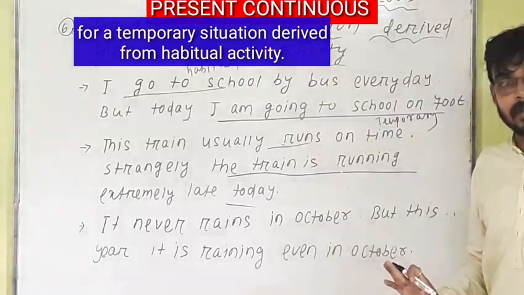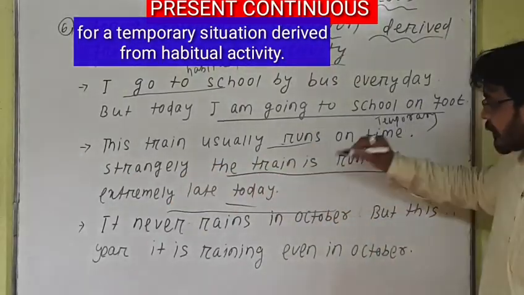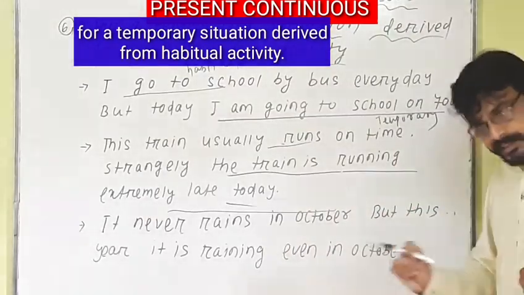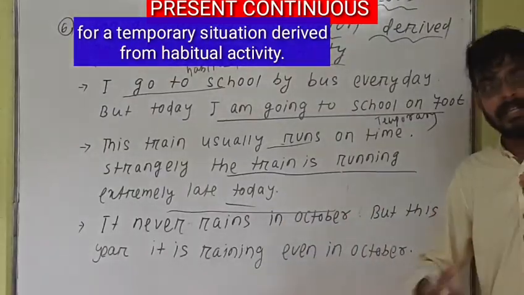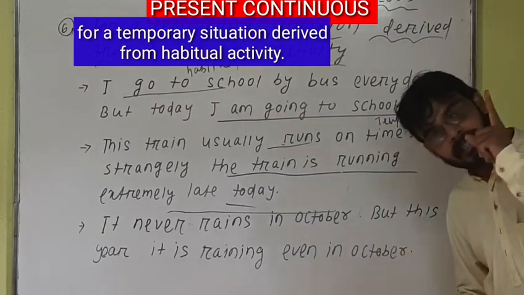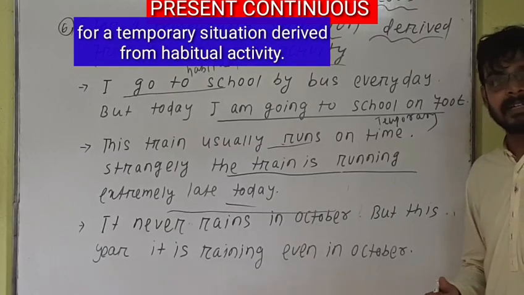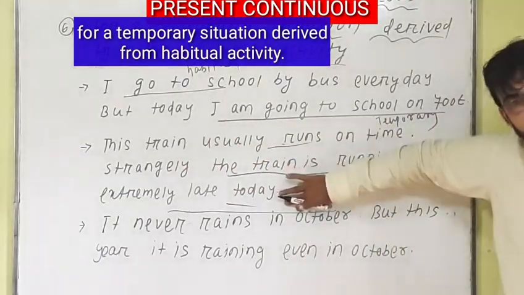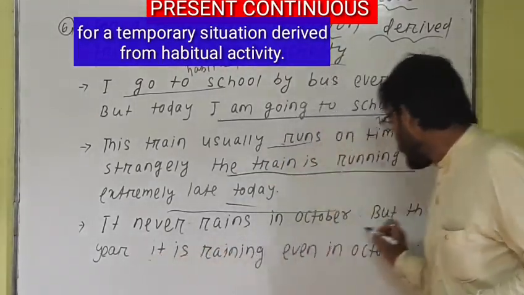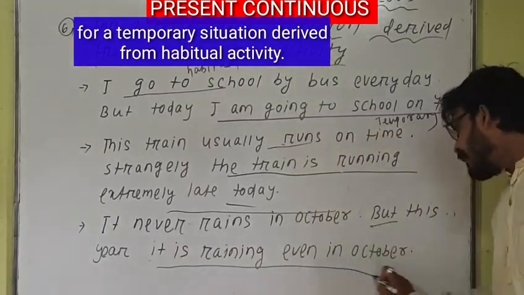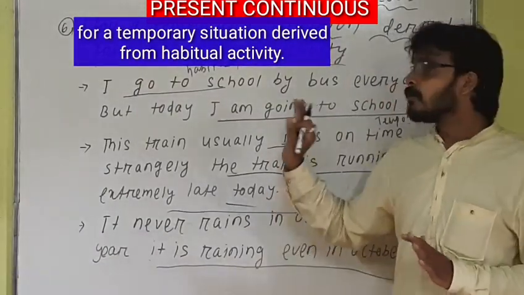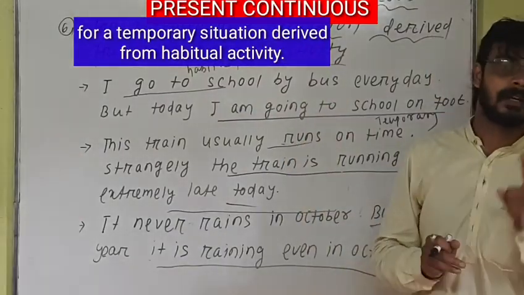It never rains in October. That is a usual action. It never rains in October, but this year, that is temporary. Not every year, but this year. Every year means it will be a habit, a general truth. It always rains in October every year. That will be a regular action. But this year it is raining even in October. This is a temporary action. So students, these are the six most common uses of present progressive or present continuous.